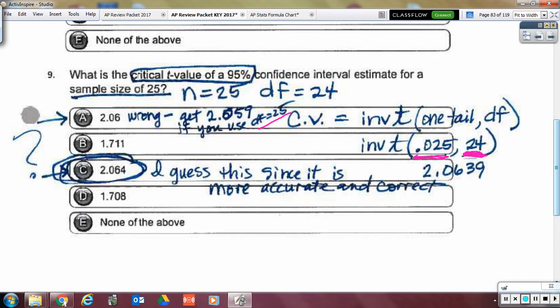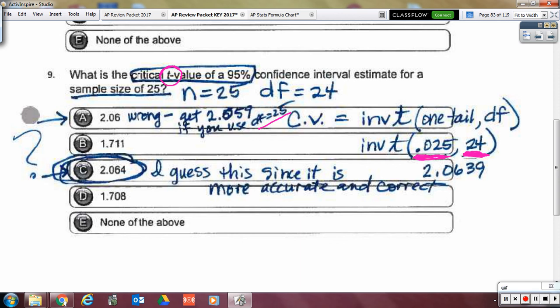Critical value for this mean problem. How did I know it was a mean problem? Oh, duh. It has a T right here. Okay, so there you go. It says find the critical T value. So with that, I know I need to do inverse T of 1 tail, comma, degrees of freedom, and my degrees of freedom is 24 if the sample size is 25.